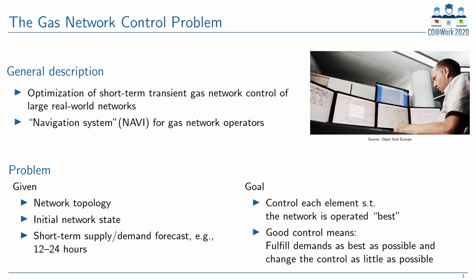In technical terms, you can summarize the problem as optimization of short-term transient gas network control of large real-world networks. Short-term transient here means that you consider the control problem over time and take the next 12 to 24 hours into consideration.